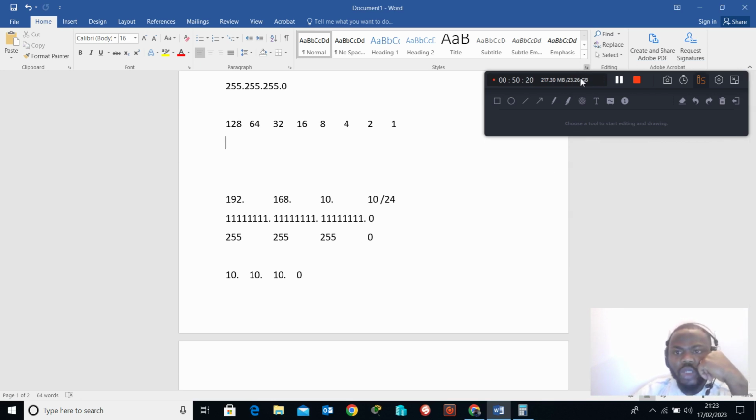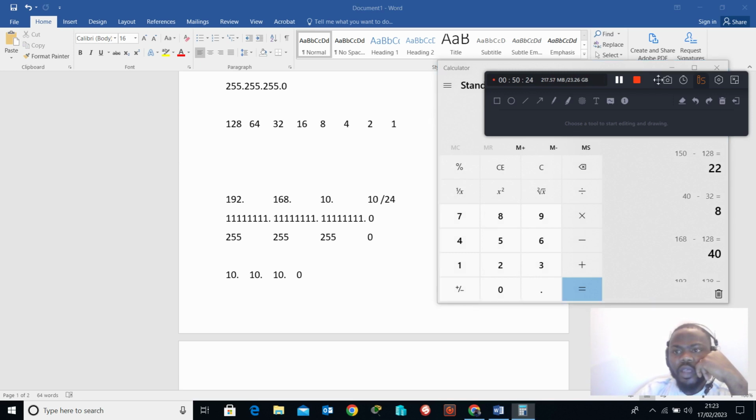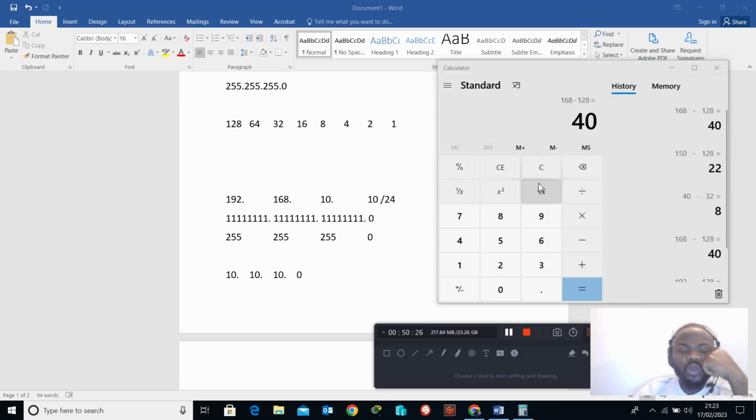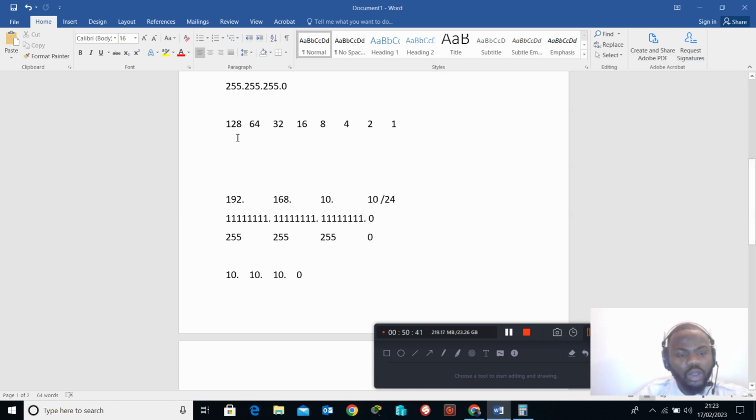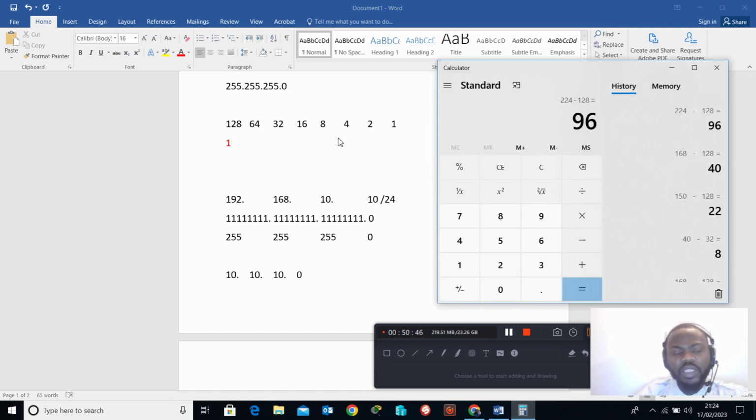Okay, so we want to calculate 224 now. To get 224, can 128 go in 224? Yes. So 224 minus 128, I'm left with 96. So this is going to be 1.